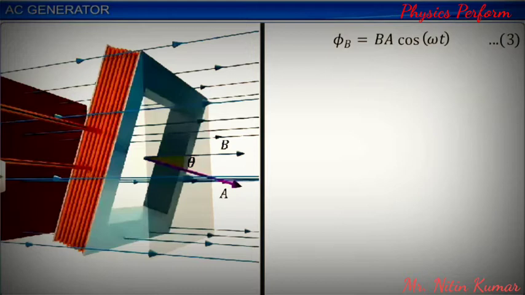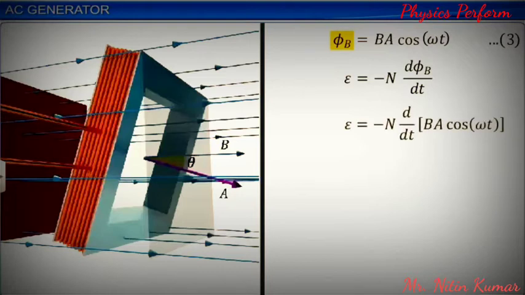From Faraday's law, the induced EMF for a coil of n turns rotating in a magnetic field is given by E is equal to minus n d phi B by dt. The negative sign is in accordance with Lenz's law. On substituting the value of phi B from equation 3 and simplifying, we get E is equal to minus n d by dt of BA cos omega t.